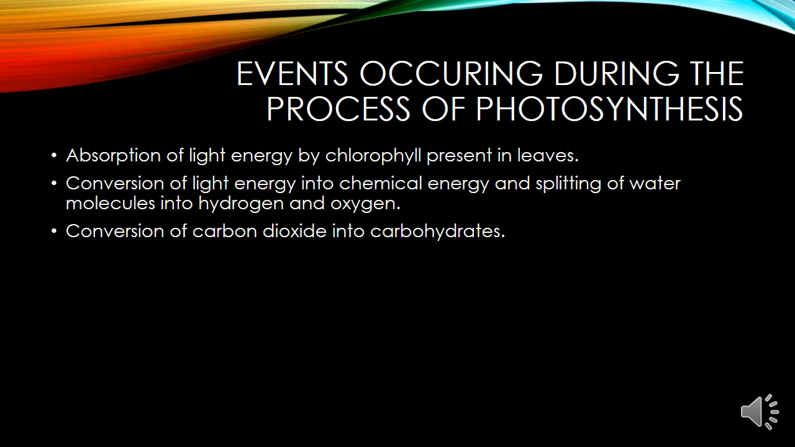Again summarizing, there are three very important steps or events which occur during the process of photosynthesis. Firstly, the light energy in the form of photons is absorbed by the chlorophyll molecule which is present in the leaves. The light energy is converted into chemical energy, and the water molecule is split into two gases, hydrogen and oxygen. And the third very important step is that carbon dioxide is converted into simple carbohydrate like glucose.